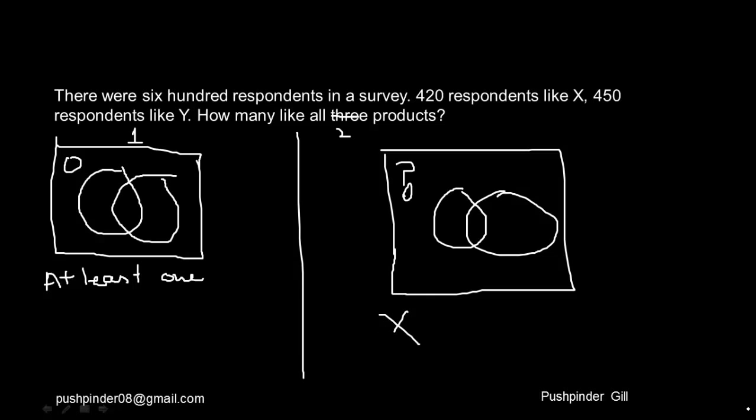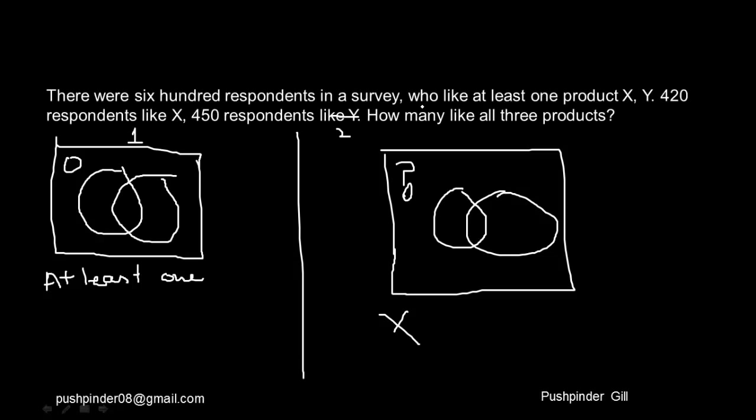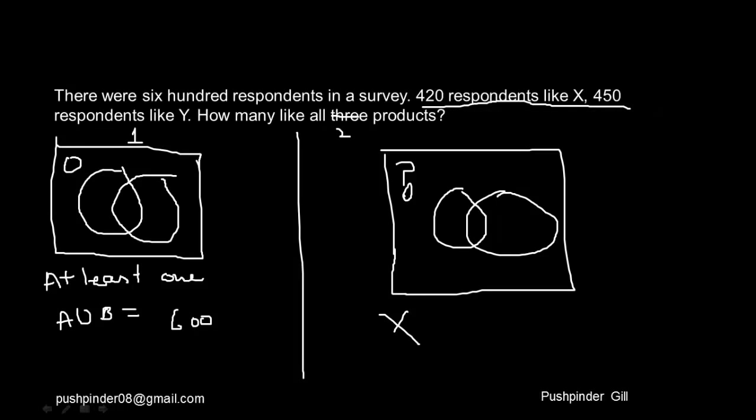Whenever you read a question, do not forget to read this line. If this line is given, who like at least one of the products, that means A union B is equal to the total number of respondents. But if it is not given that they like at least one of the products, then I would need to find how many people do not like any of the products, and then I can go about it, right? So I hope everyone understood. This is a little tricky but very important for you to understand set theory questions. Okay, so let's go ahead.